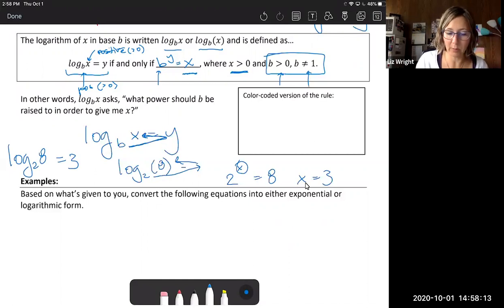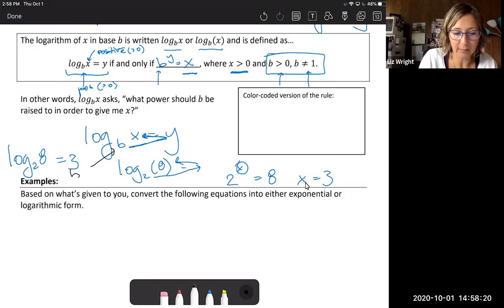All right, so the other thing I want to put in here, so we're going to put in some definitions for these things. So this b is our base. The x is going to be our argument.